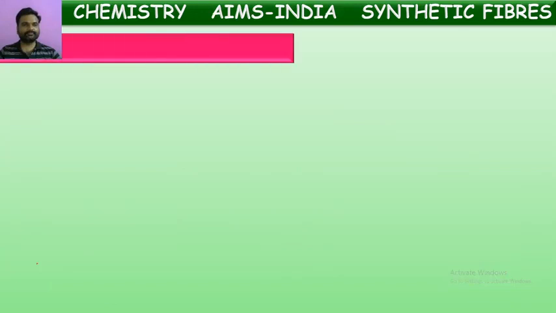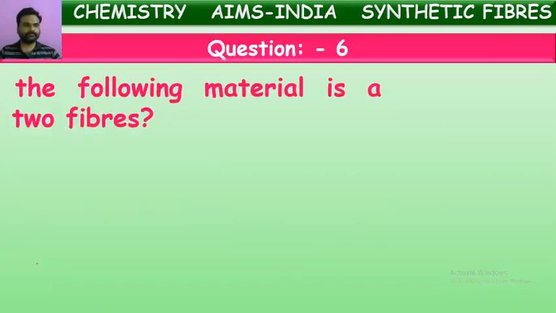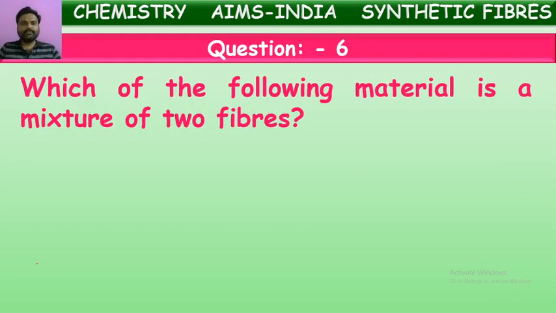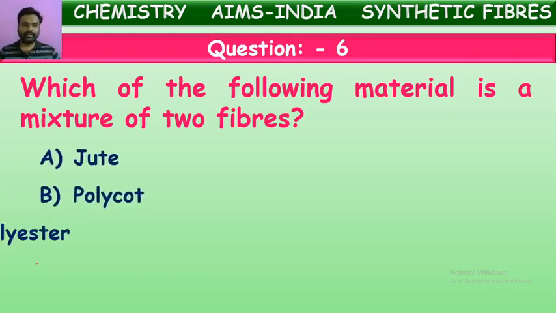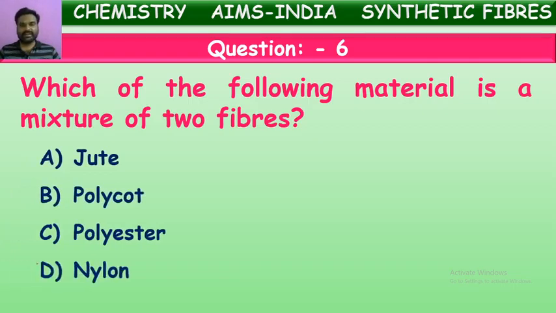Next one. Which of the following material is a mixture of two fibers? See, about this also we discussed in the concept of blended fiber or blending of fibers. What does it mean here? Mixing of two or more fibers is called blending. So what are the options given? Let us see here. Jute, polycot, polyester, nylon.